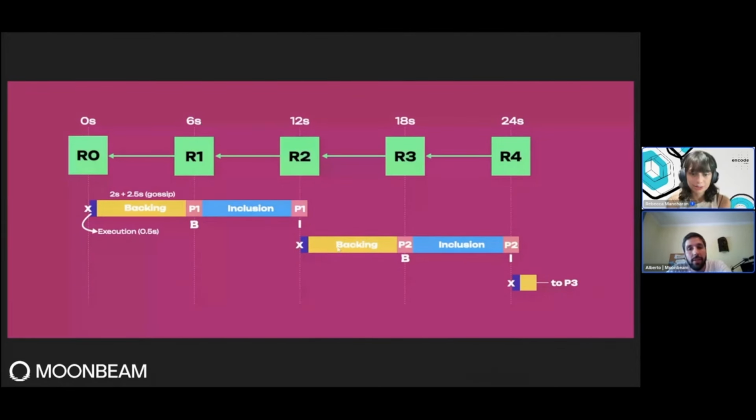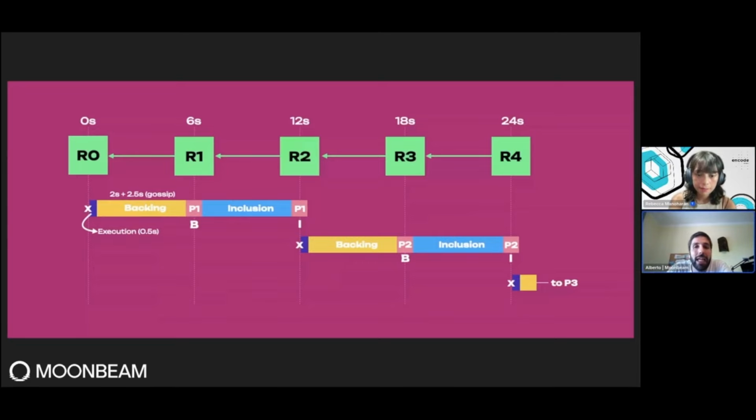Can I just interrupt you with a question that I think might be important for understanding this if other people have it? Elle has asked, what does backing mean? So could you maybe explain backing and inclusion again, just so people understand?